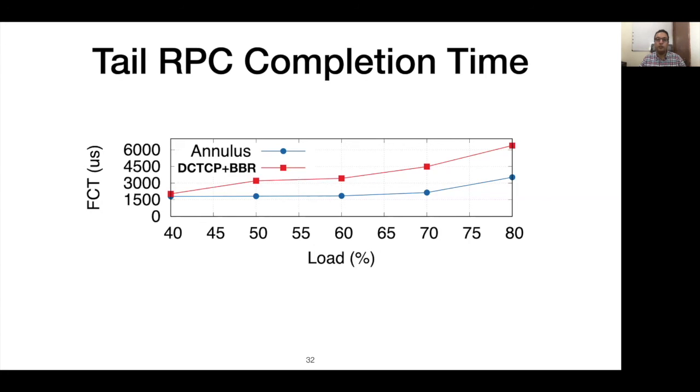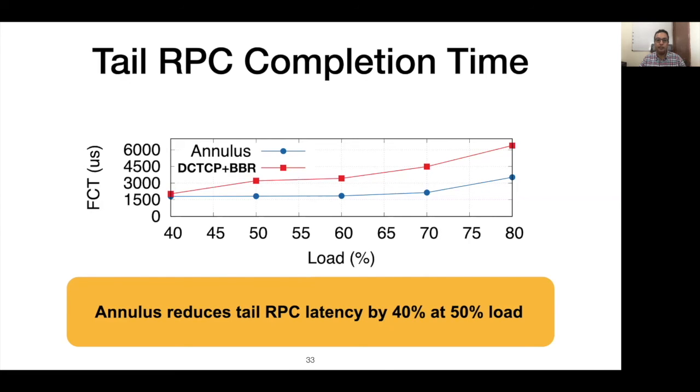This figure shows the 99th percentile flow completion time for data center traffic at different aggregate loads. It compares the case when Annulus is used and the other case where BBR and DCTCP are used by themselves for their respective types of traffic. Annulus reduces RPC latency by 40% even at 50% load.